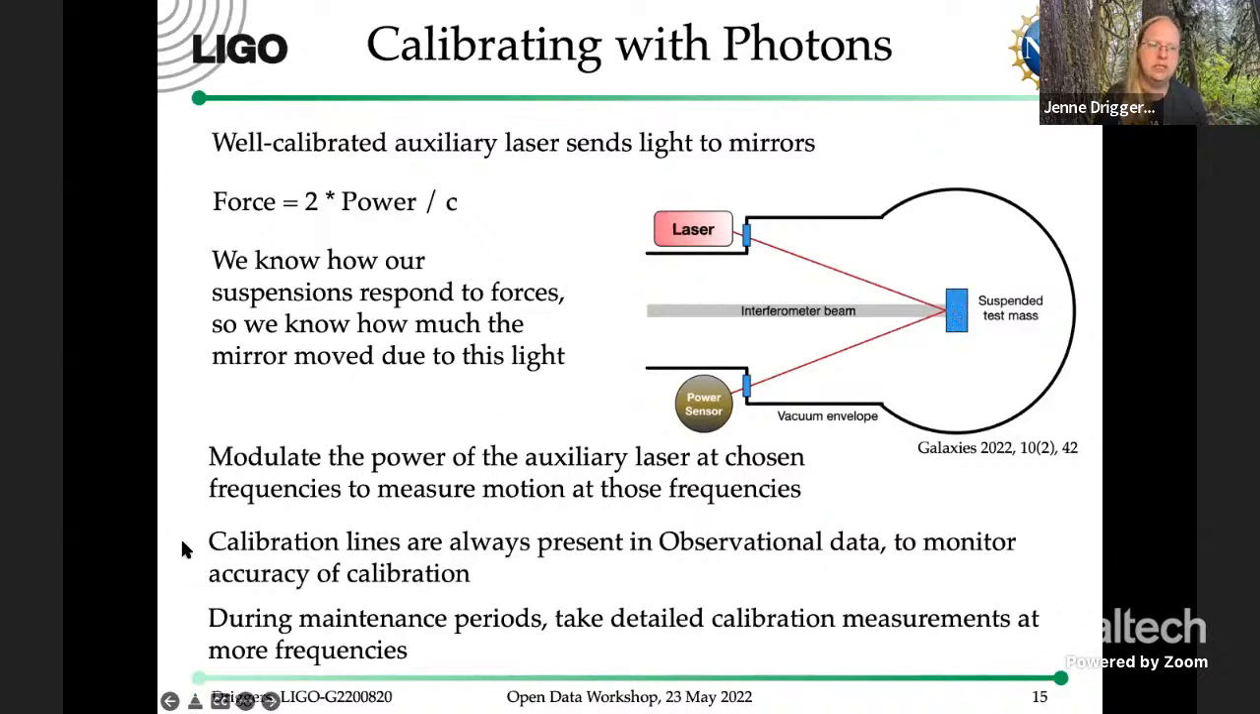Something to note is that we always have calibration lines present in our observational data to monitor, as a function of time, the accuracy of our calibration. Should anything change about the whole interferometer, we can know that nearly instantaneously and we can correct for that. During maintenance periods, of the order once per week, we take a much more detailed calibration measurement at many more frequencies to be assured that our full calibration is as accurate as possible.